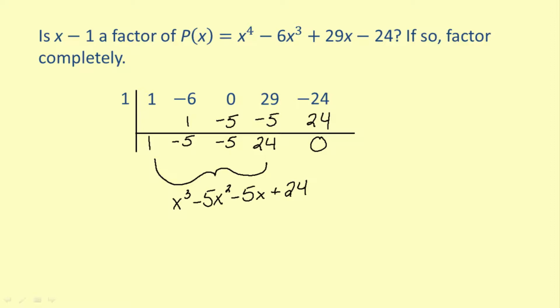You can try to factor x cubed minus 5x squared minus 5x plus 24 further, but it is irreducible in the sets of integers and rational numbers. Therefore, our polynomial function in factored form is the quantity x minus 1 times the quantity x cubed minus 5x squared minus 5x plus 24.